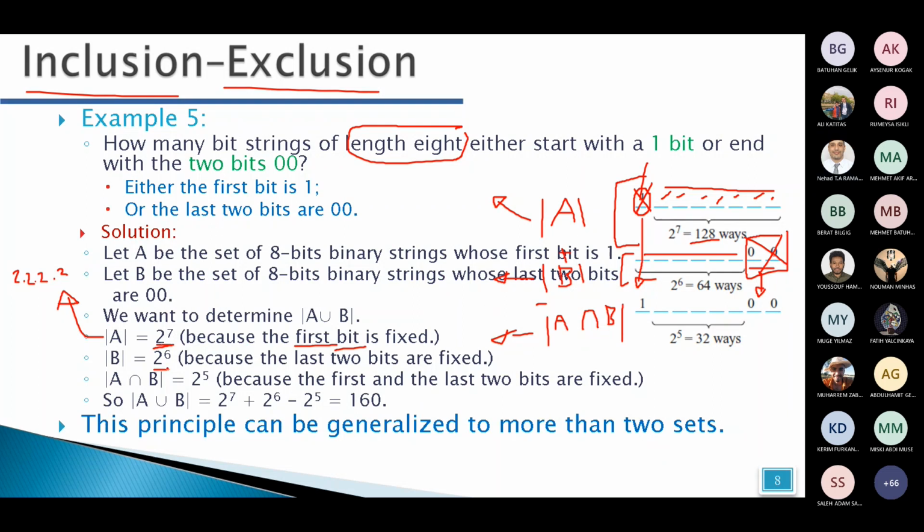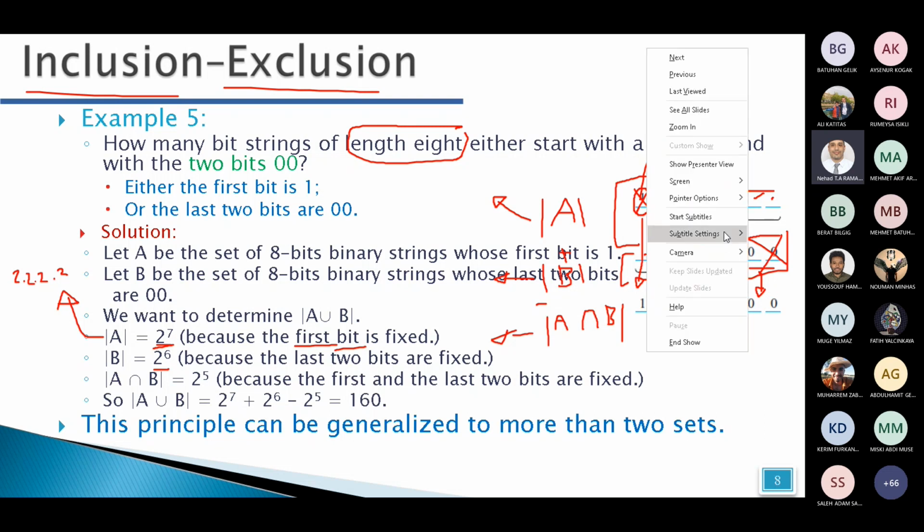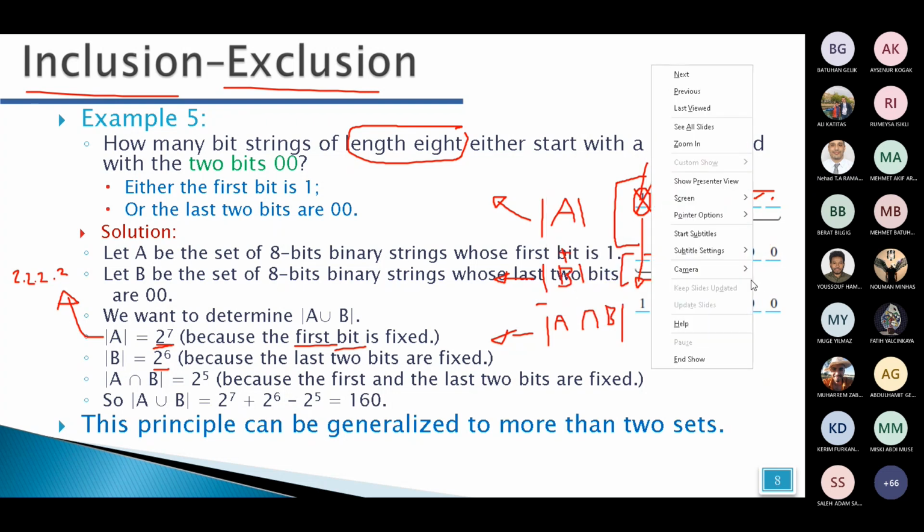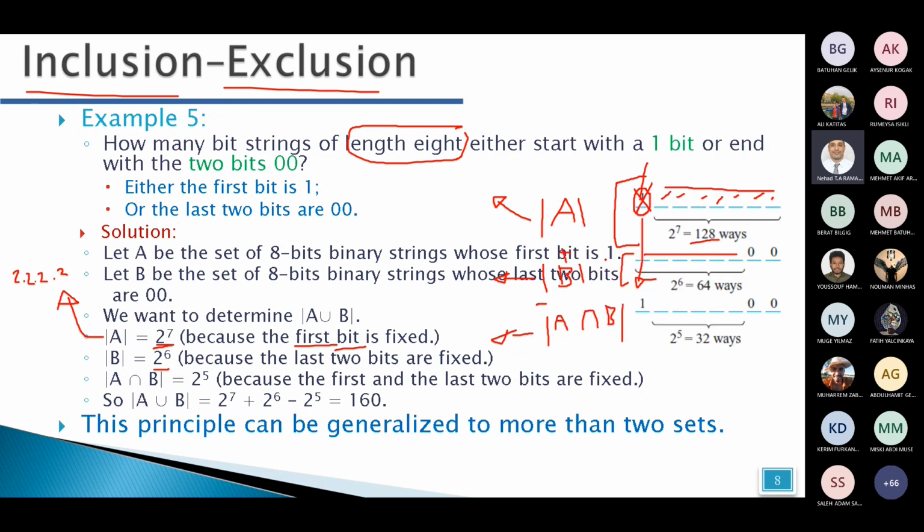So it's 2 to power 6 to select B when we have the last 2 digits fixed. And to select the intersection, we have the first one fixed as 1 and the last 2 digits fixed as 0, 0. We have 5 digits here that need combinations. So it's 2 to power 5, which is 32.